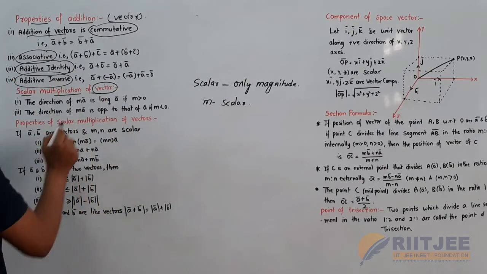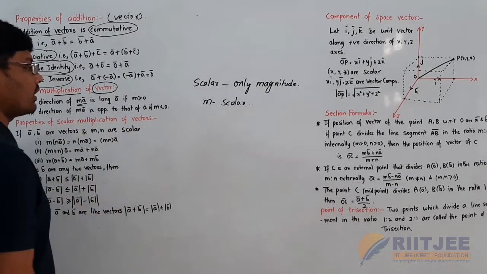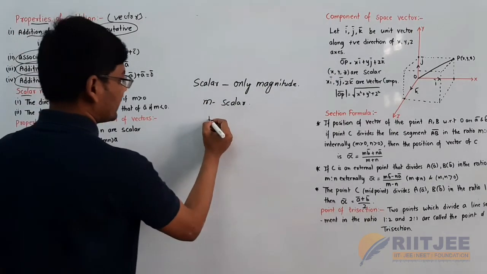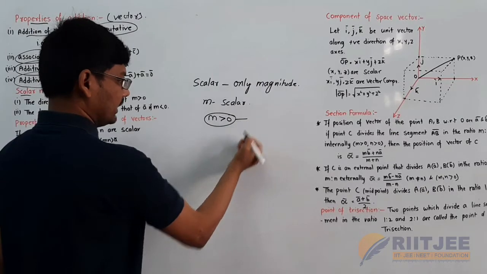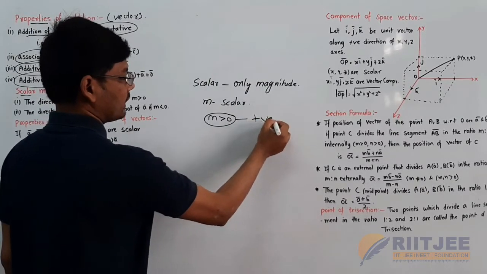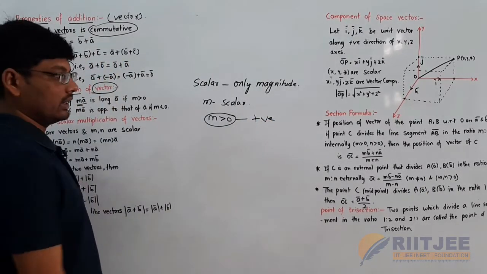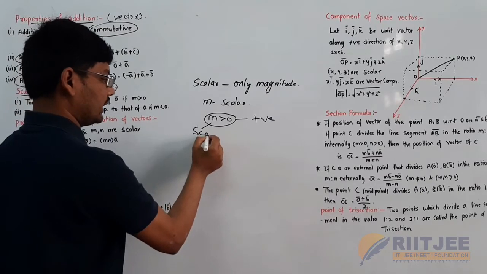The first one: the direction of m A bar is along the direction of A bar when m is greater than 0, where m greater than 0 is nothing but a positive real value. It is a scalar quantity.